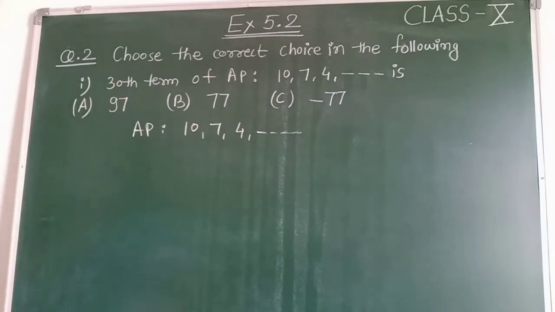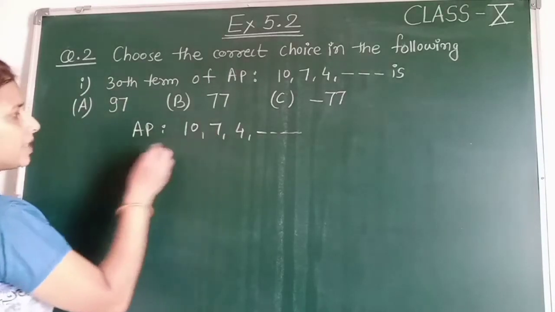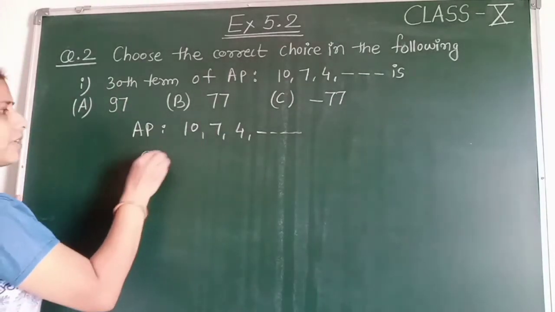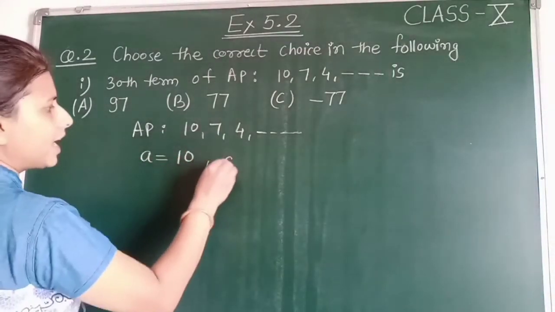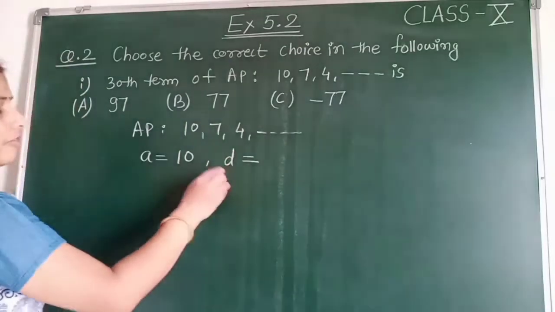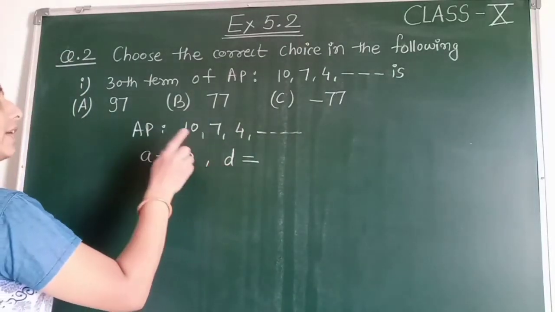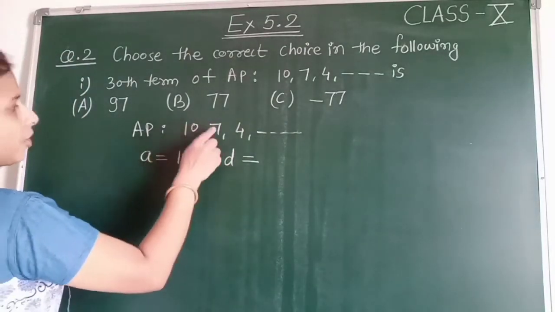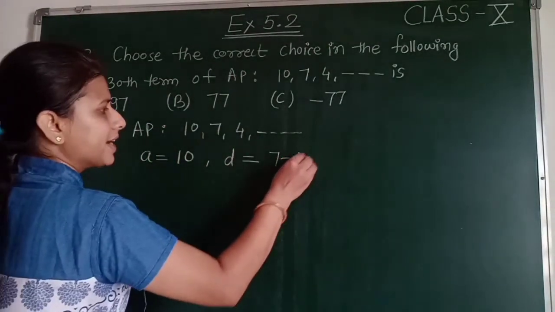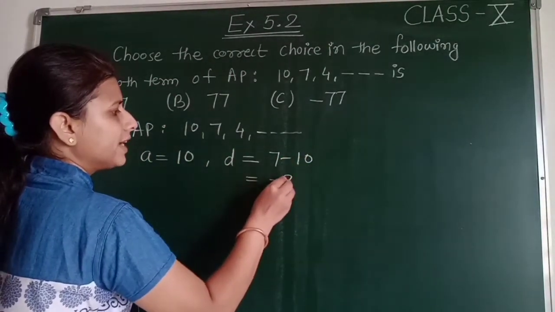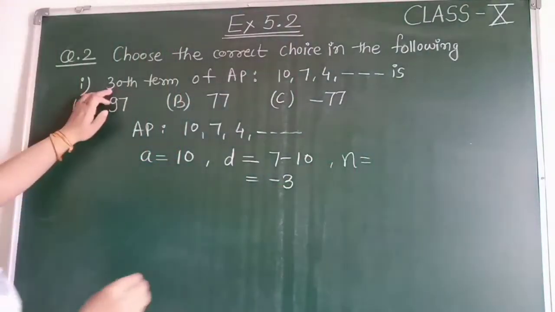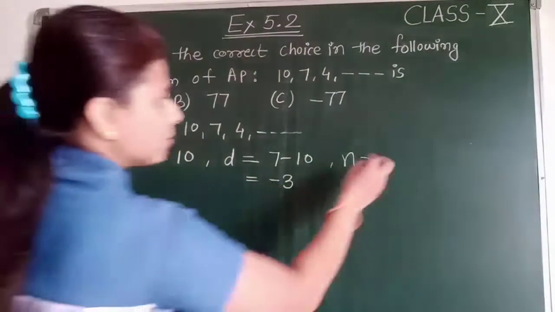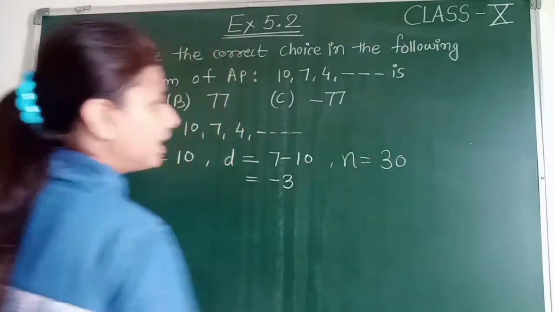the 30th term. As you can see from this AP, the first term is 10, which means the value of A will be 10, and the common difference D. For finding the common difference, we will subtract the first term from the second term. It means 7 minus 10. What will we get? We will get minus 3, and N. We have to find the 30th term, so the value of N will be 30.